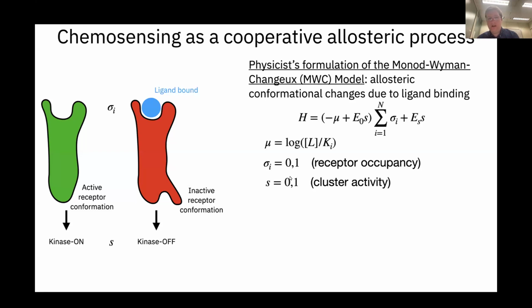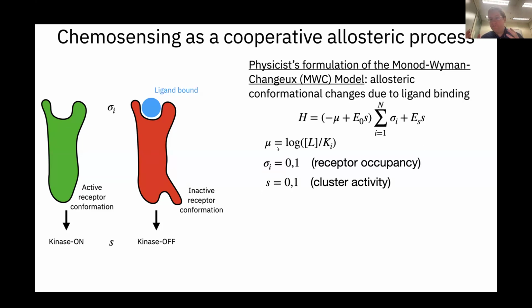Okay, so when we combine multiple binding sites or multiple receptors together, there's a classic old model for describing the cooperative allosteric conformation changes of this sort of system, known as the MWC model. So here we're going to consider a system of N receptors, and each receptor has a binary occupancy degree of freedom. Either it has a ligand bound or not bound. And then the key assumption in this model is that this cluster of N receptors acts collectively. They're either all active or all inactive. So there's just a single binary degree of freedom S that describes the cluster activity.